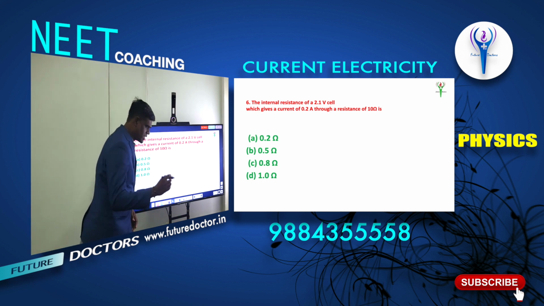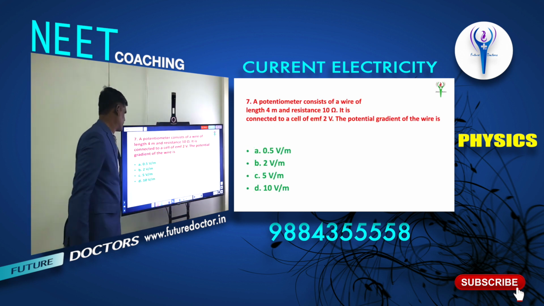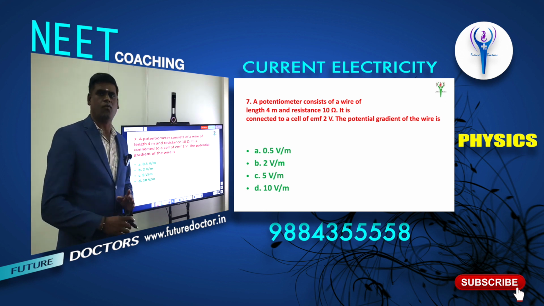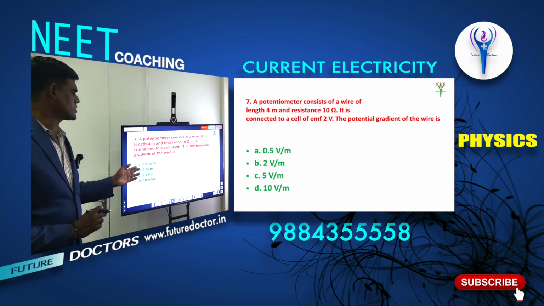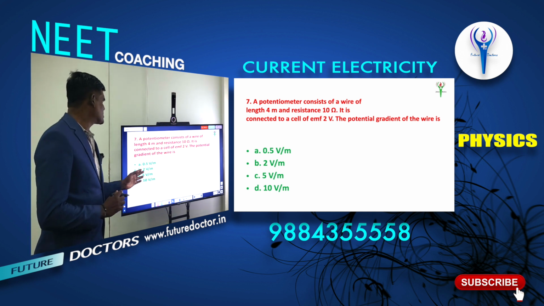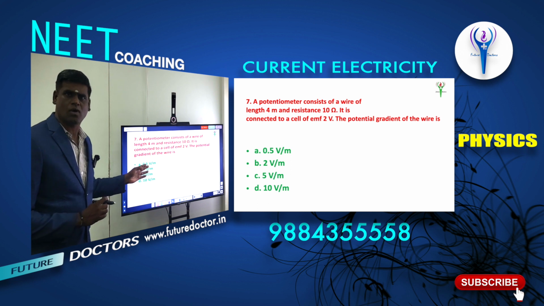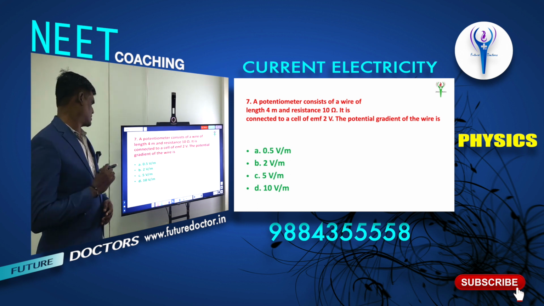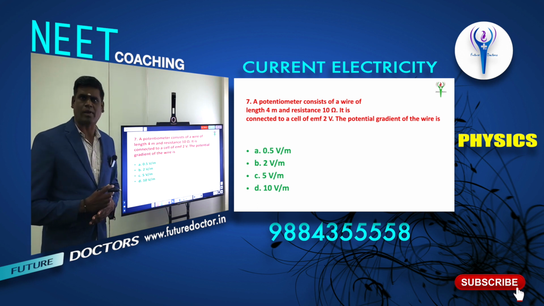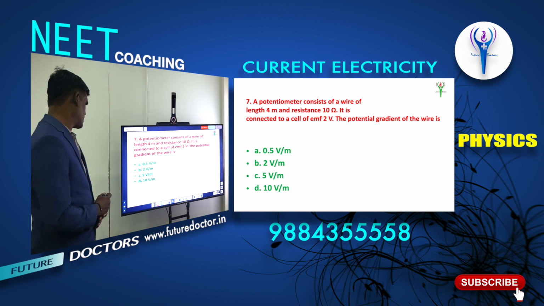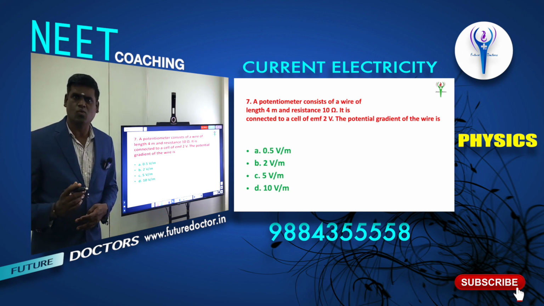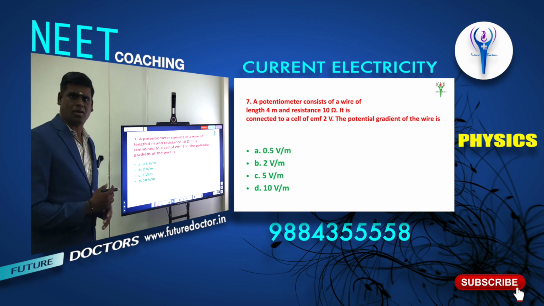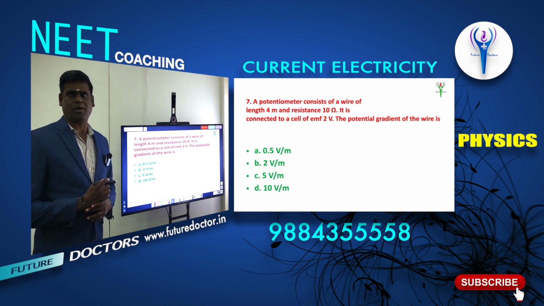Next question, this is the last question, 7th question. A potentiometer consists of a wire of length 4 meter and resistance 10 ohm. It is connected to a cell of EMF 2 volts. The potential gradient of the wire is dash. Option A 0.5 volt per meter. B option 2 volt per meter. C option 5 volts per meter. Last option 10 volt per meter.